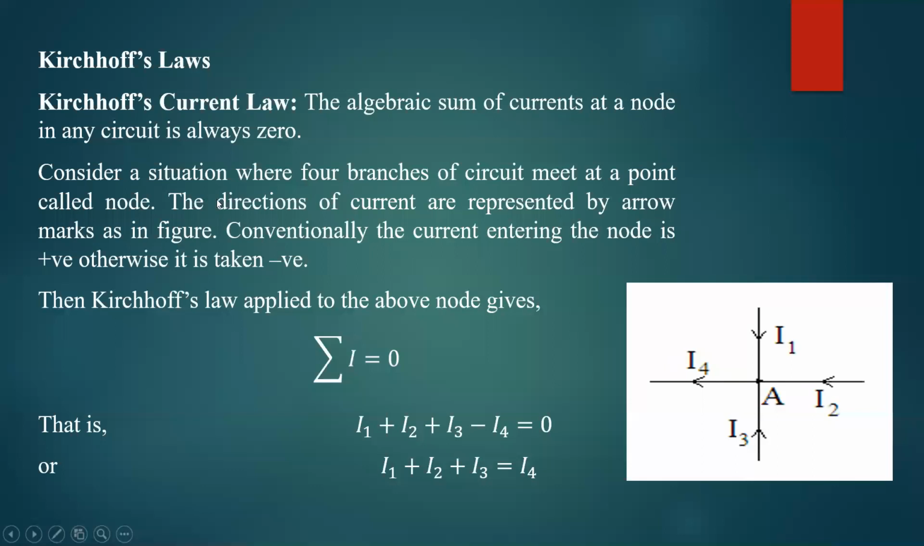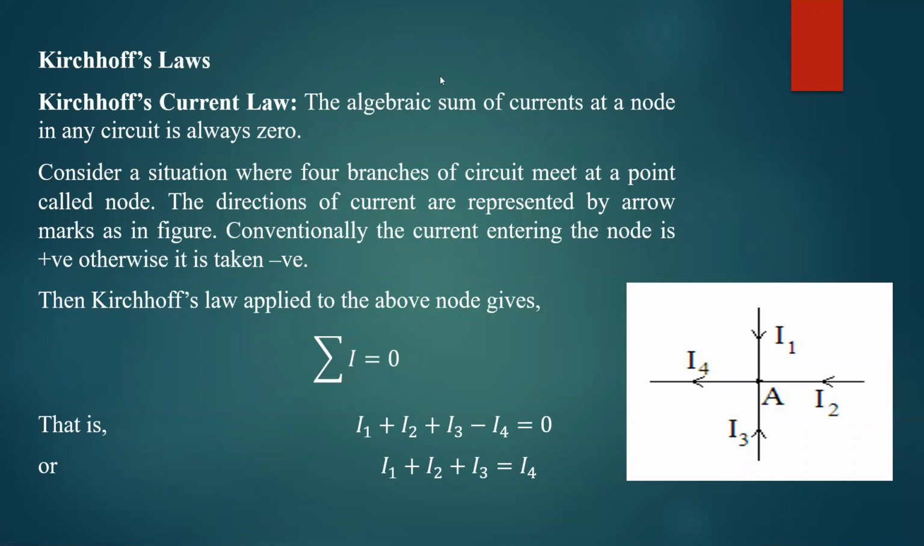They meet at the node, four branches, and the directions of current carried by those branches are represented by the arrow marks in the figure. Each branch is carrying current. One branch is carrying current I1, which is flowing towards the node. The second branch is carrying current I2, also flowing towards the node. The third branch has current I3, and I4 is going away from the node, carried by the fourth branch. Conventionally, the current entering is taken to be positive, otherwise it is taken to be negative.